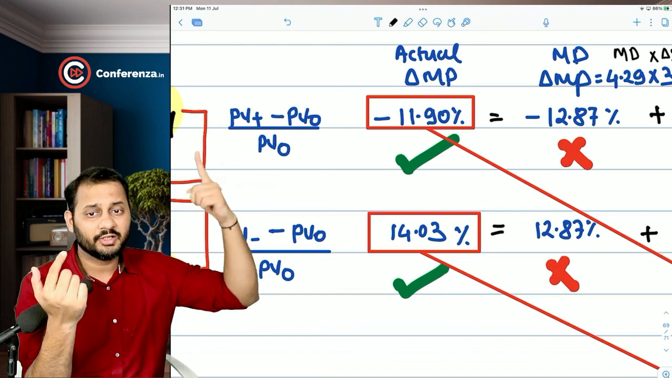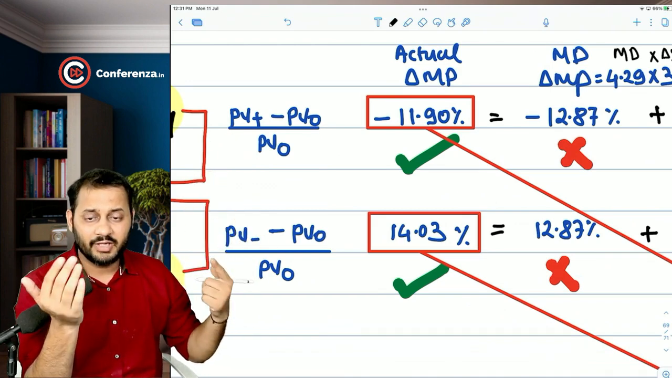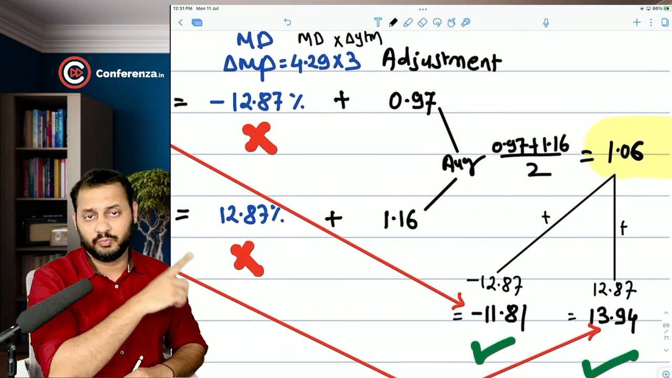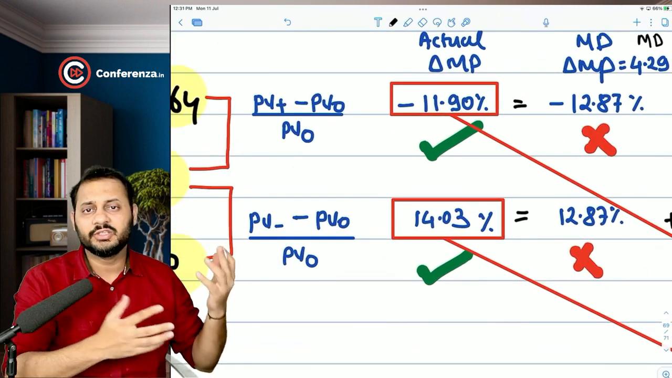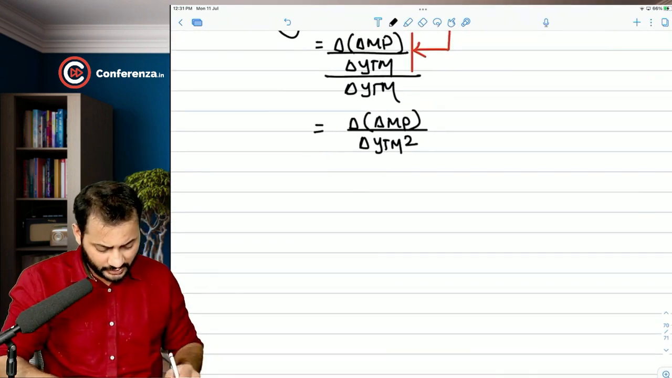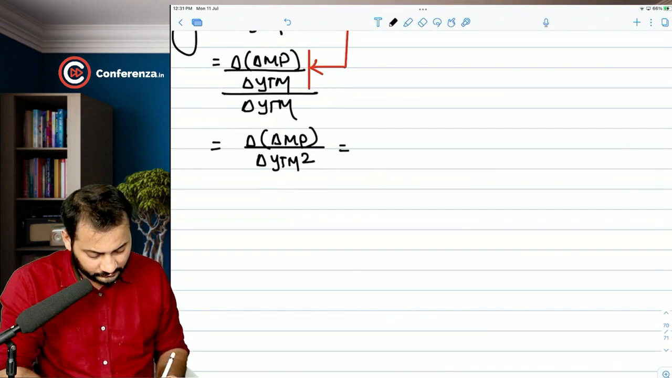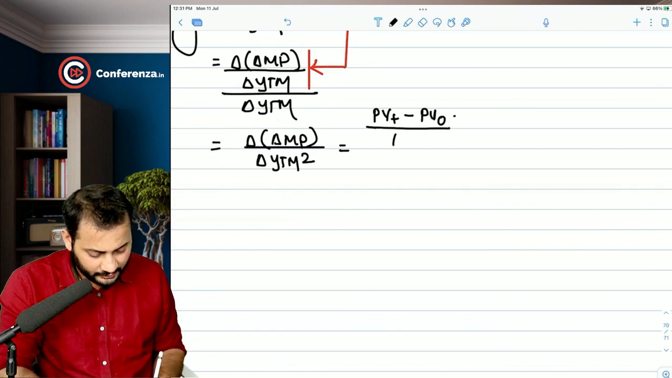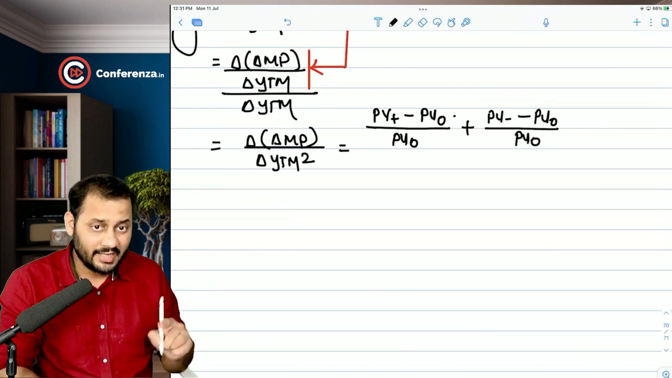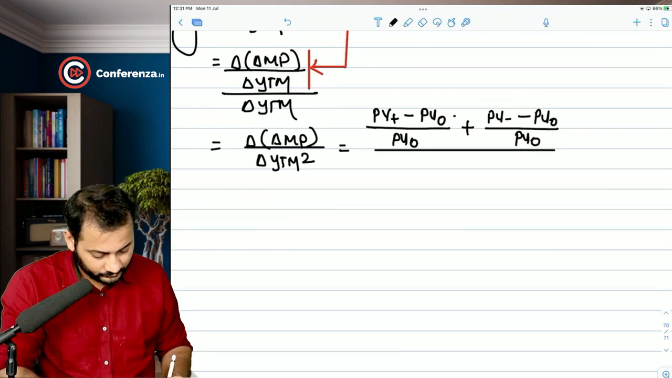But we also learned that we cannot take this one only or this one only. We have to consider both, in fact the average of both, right? So we are going to take the average of these two formulas so that both sides can be considered. So let me write it like this. Present value when the yield is increased minus present value 0 divided by present value 0, plus present value when the yield is decreased minus present value 0 divided by present value 0, and the average of both. Am I right?